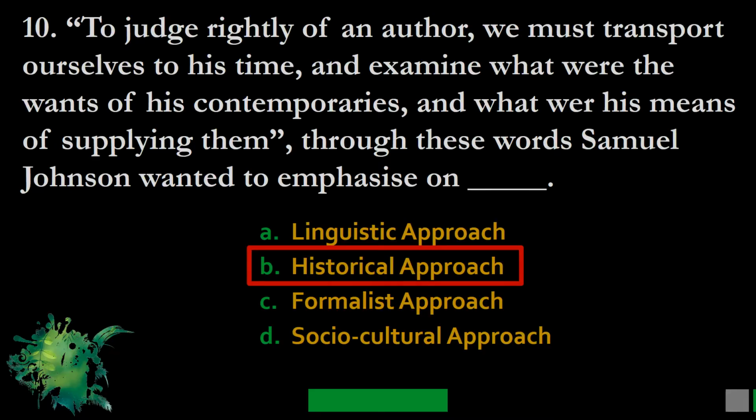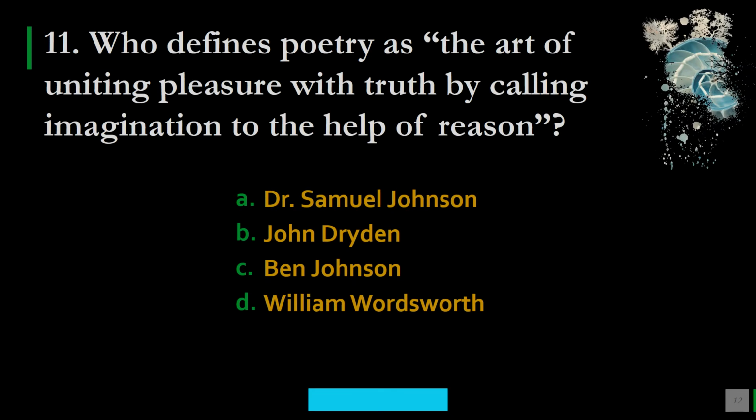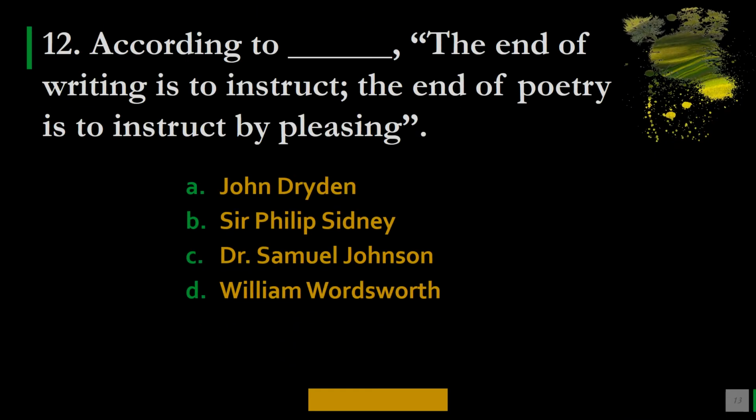Next, 11. Who defines poetry as the art of uniting pleasure with truth by calling imagination to the help of reason? We have options: A, Dr. Samuel Johnson, B, John Dryden, C, Ben Jonson, and D, William Wordsworth. And the correct option is A, Dr. Samuel Johnson.